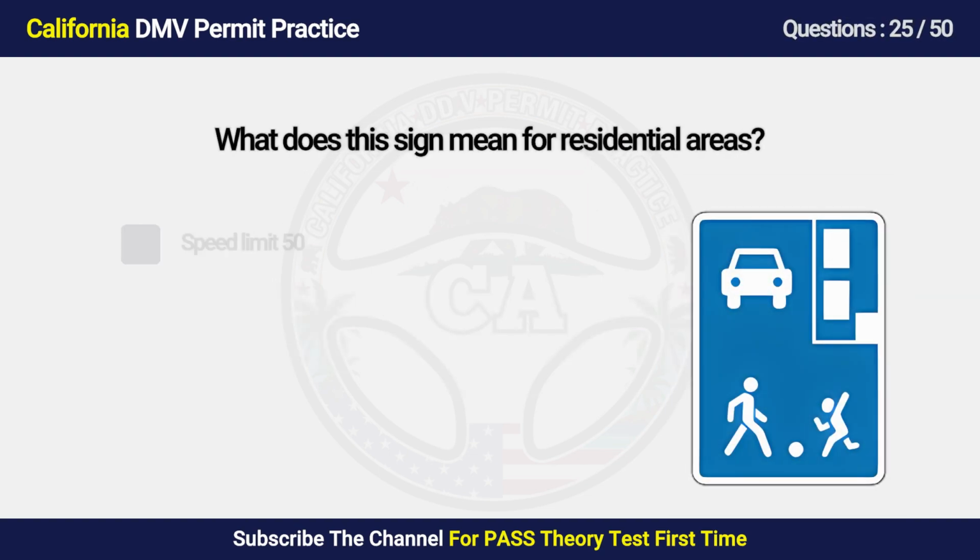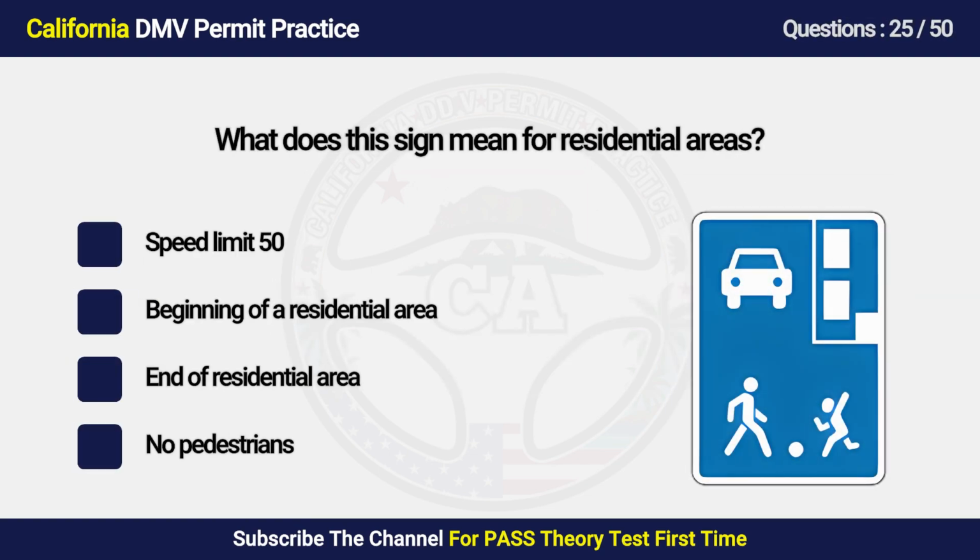Question 25. What does this sign mean for residential areas? A. Speed limit 50. B. Beginning of a residential area. C. End of residential area. D. No pedestrians.